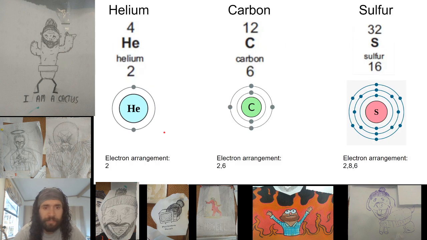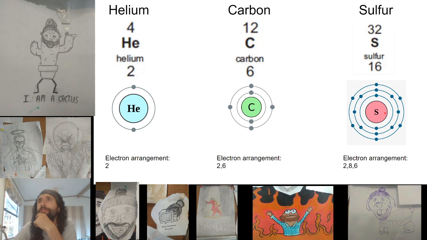So for example, here's helium on the left. It's only got 2 electrons, so those 2 are going to go in the first shell. We know it's got 2 electrons because it's got an atomic number of 2. Carbon's got 6 electrons. The first 2 go into the first shell. Then once that's full, the next 4 go into the next shell.